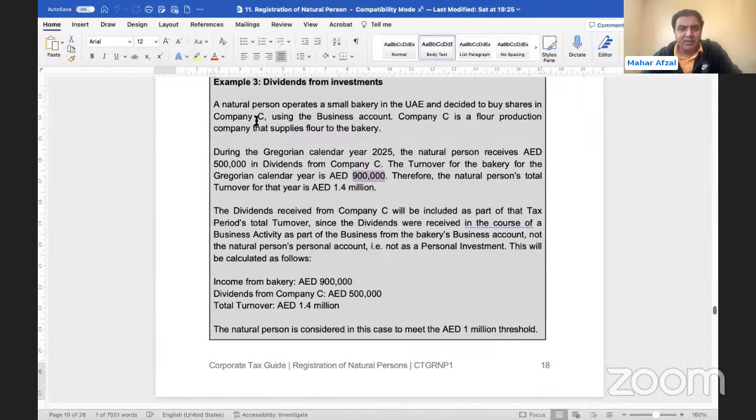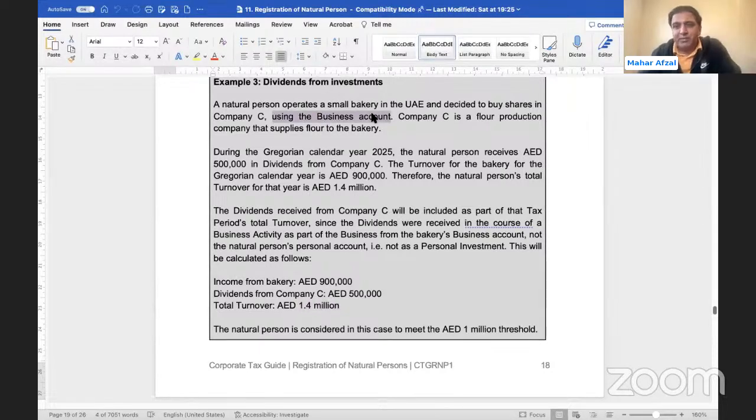But the important thing is what they are asking here. A natural person operates a small bakery and buys shares in company C. Income from the bakery is 900,000, dividend from company C is 500,000, total turnover 1.4 million. The natural person needs to meet the 1 million threshold. No need to read it again. The natural person operates a small bakery in the UAE and decides to buy shares in company C using the business account. This line is very important, which I missed.